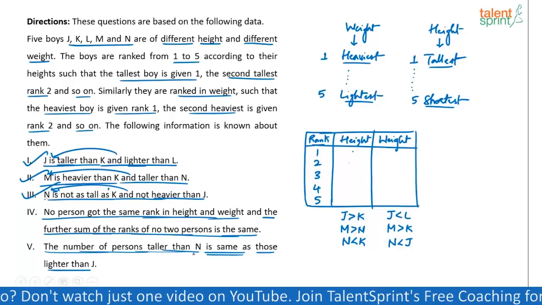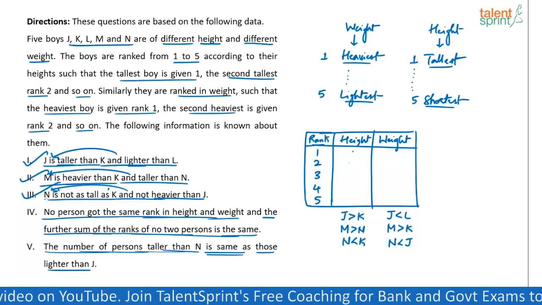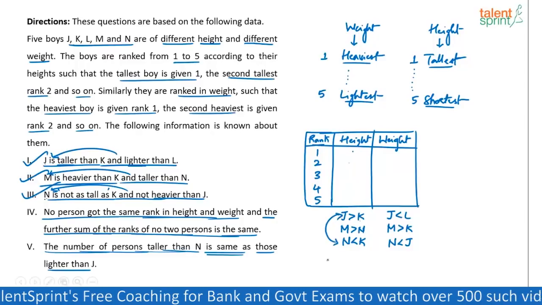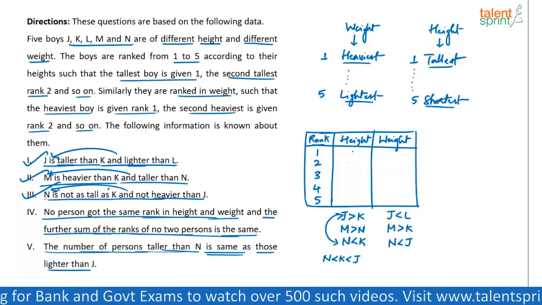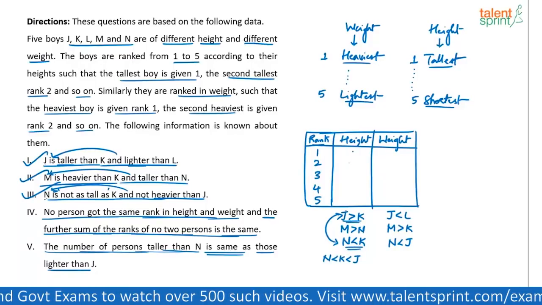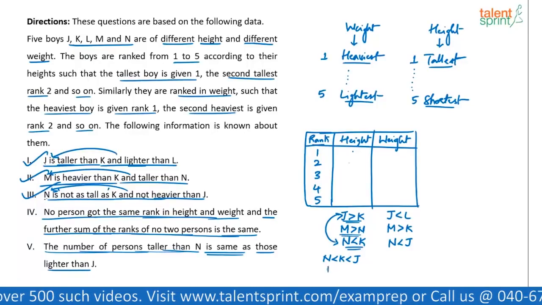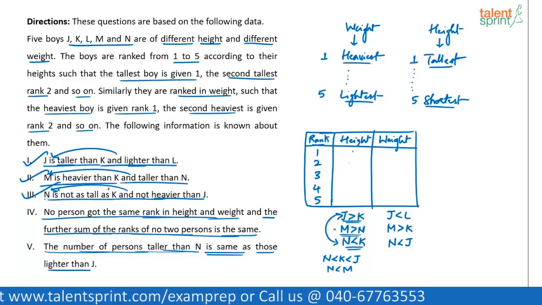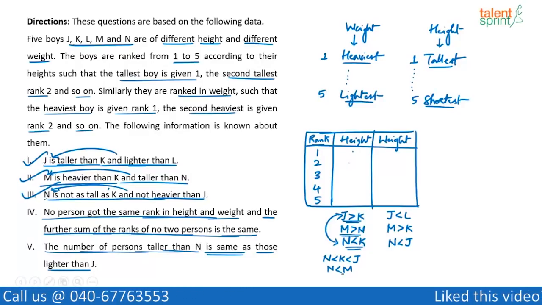Number of persons taller than N. Now try and understand. We know that N is shorter than K. K is shorter than J. So if I club these two, what's the conclusion I'll get? N less than K less than J. Yes or no? N is less than K, K is less than J. Also we know N less than M. N is less than M. Now where exactly will M come, we don't know. So the two pieces of information I have here are N less than K less than J, and N is less than M, meaning N is shorter than M.